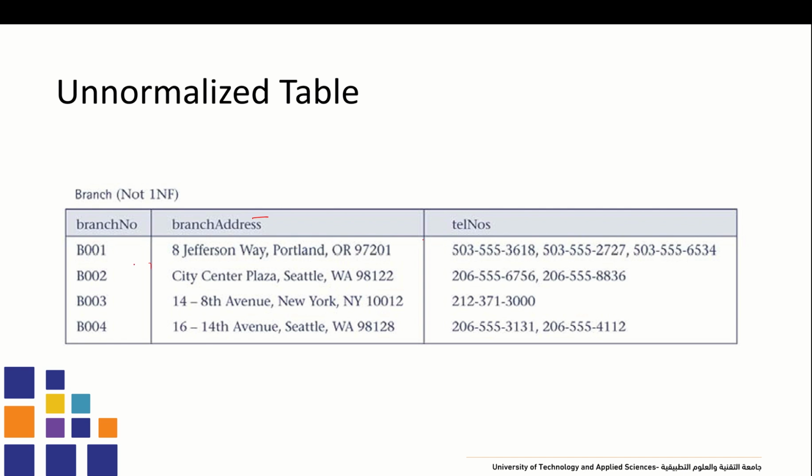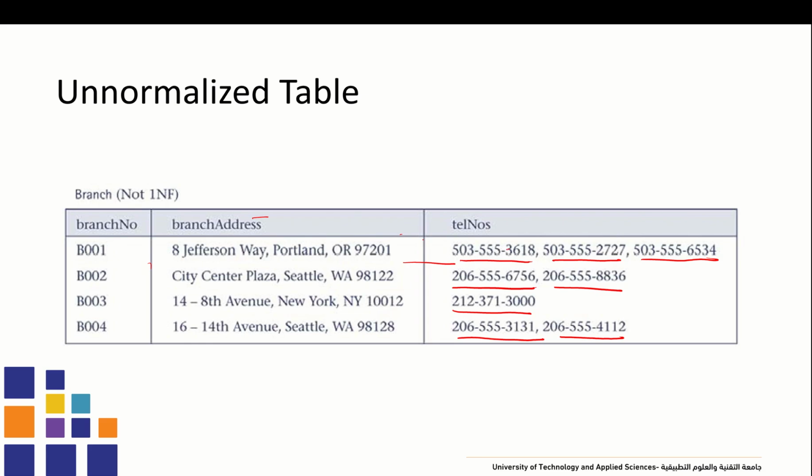So do you have any repeating groups here? No repeating. This is address, telephone number. See, for telephone number, you have more than one value in a column. Can it be in first normal form? In first normal form, you cannot have multiple values in an attribute. There should not be any repeating groups also. So you're going to convert this into first normal form.